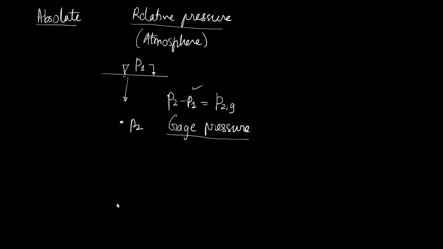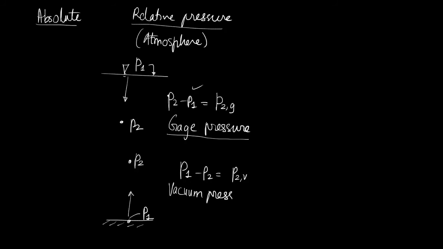Similarly, we have vacuum pressure. So consider this as sea level, and as we go further up in the atmosphere, the pressure reduces. So if I call this point 2 and this P1, then P1 minus P2 is called the vacuum pressure at point 2. It is the pressure relative to the atmosphere, how low the pressure is relative to the atmosphere.